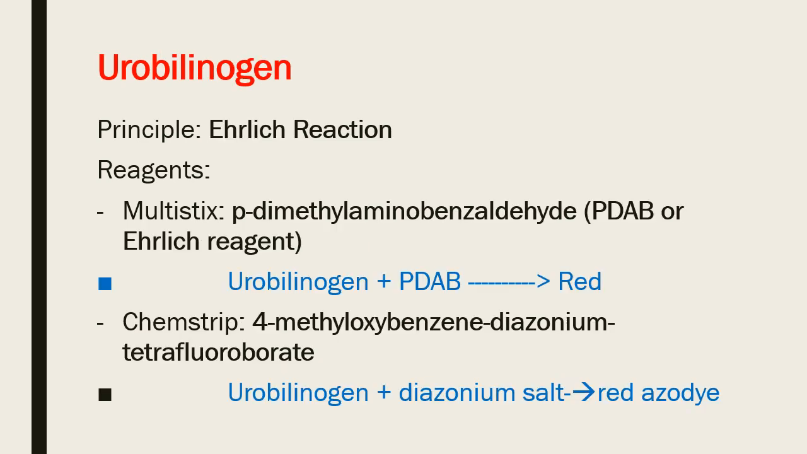Next, urobilinogen. The principle employed is Ehrlich's reaction. The reagents used are para-dimethylaminobenzaldehyde, or PDAB, or Ehrlich's reagent, and for your chem strip, 4-methoxybenzene diazonium tetrafluoroborate. In your multisticks, urobilinogen plus PDAB will give you a red color, and urobilinogen plus your diazonium salt will give you a red azo dye. Red is the positive result.